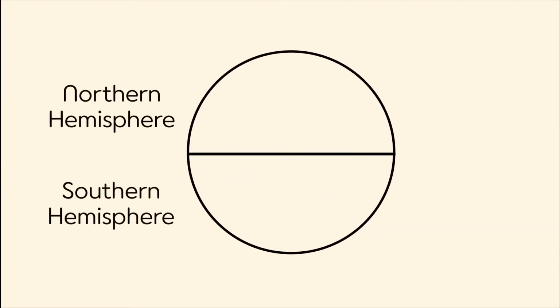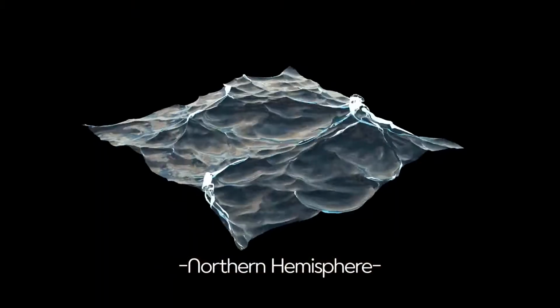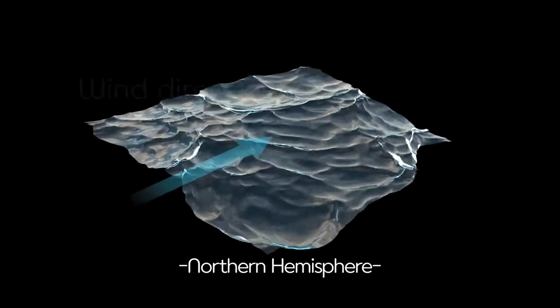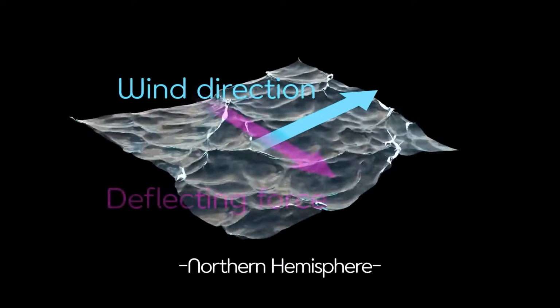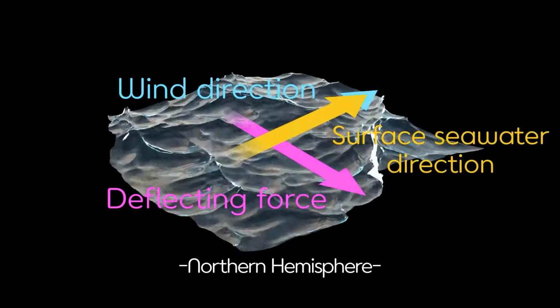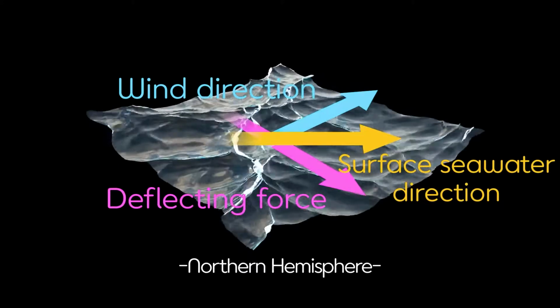It has been observed that this virtual force is applied on the right side in the northern hemisphere and the left side in the southern hemisphere. Then in what direction does seawater travel in the northern hemisphere? In addition to wind force, the deflecting force works on the surface of seawater. The force makes the surface seawater deflect to 45 degrees to the right of wind direction.